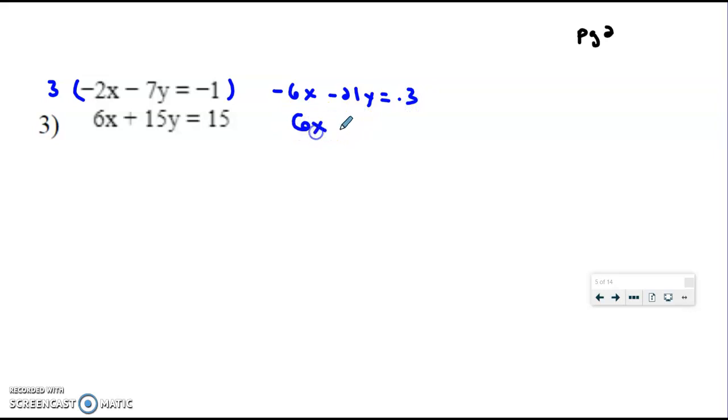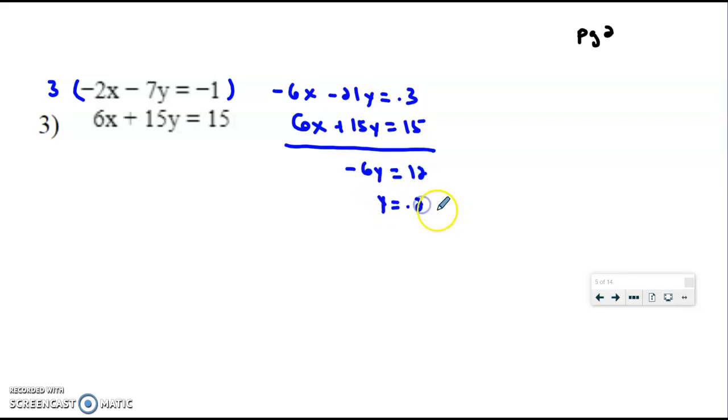And then I got 6x plus 15y equals 15. So when I add these two equations together, I get negative 6y equals 12. So I get y to be negative 2. So I know what y is, now I have to find out what x is.